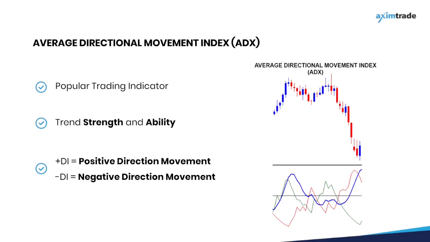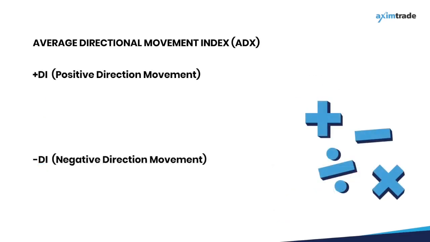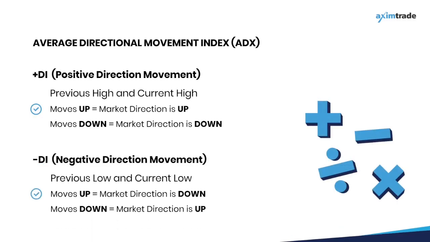The ADX, together with the plus DI and minus DI, are used to measure the strength of price movement when the market is in bullish, bearish, and sideways condition. Let's look at what plus DI and minus DI are. A positive directional index is the difference between previous highs and current highs. When the positive DI moves upwards, it means the market is in uptrend, and when the positive DI moves downward, it means the market is in downtrend.